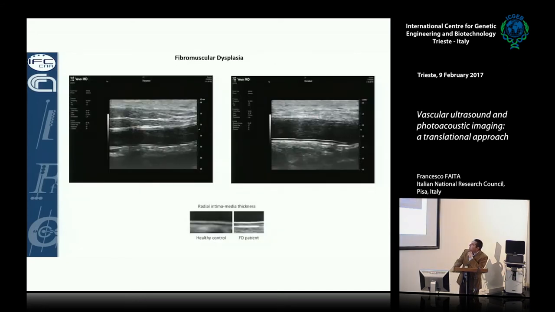So in light of the results we have with the healthy subjects, we are starting to study fibromuscular dysplasia patients, and in this case you can see an example of the difference between the radial artery of a healthy subject and the radial artery of a patient. And a very promising finding is that the layers of these subjects are quite different, and we found a new ultrasound sign that we call the third interface. So it could be very useful to characterize this kind of patient.